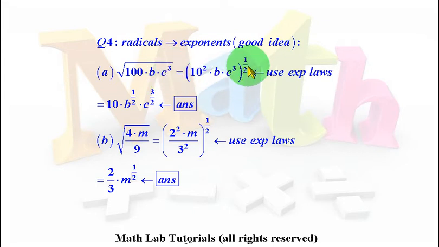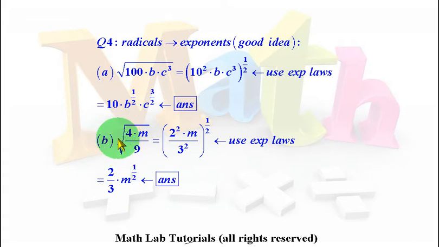Now if you distribute the 1/2, you get 10 to the power 2 times 1/2, which is 10. You get b to the power 1/2, and then you get c to the power 3 over 2, and you can leave it like this. This is much nicer to deal with than this, especially in calculus. So let's look at part B.